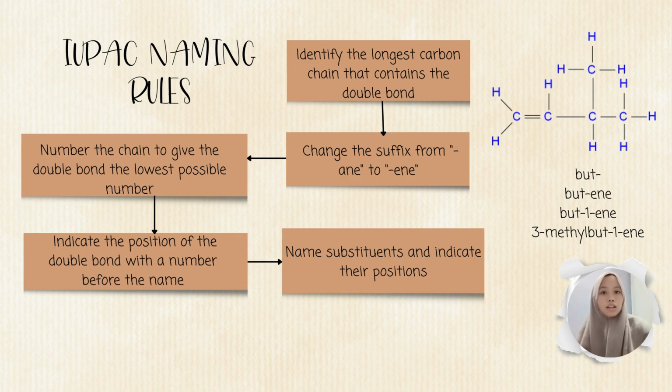Fourth, indicate the position of the double bond with a number before the name. Put 1 in. Lastly, name the substituent and indicate its position. There is a methyl group on the third carbon, so we add 3-methyl before the parent's name. Finally, the IUPAC name will be 3-methylbut-1-ene. That's how we name alkene using the IUPAC system.